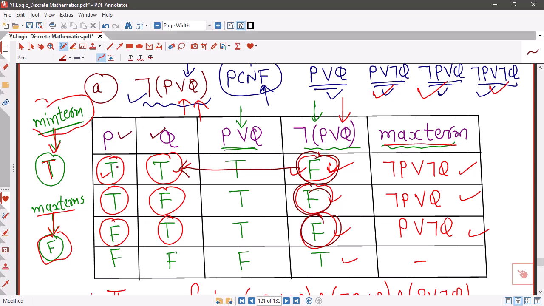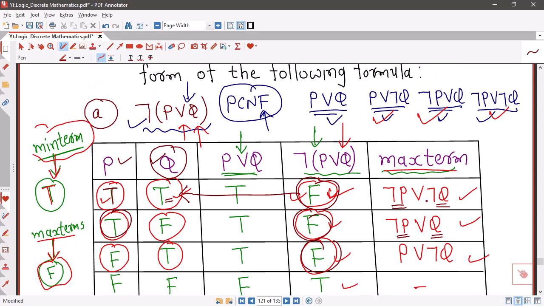If p is false, then we will write p as it is. If p is true, then we will write its negation. Similarly here q is true, therefore I have written negation q. So what we will remember is that if the truth value of a variable is false, we write the variable as it is, and if it is true, we write its negation to get the corresponding max term.